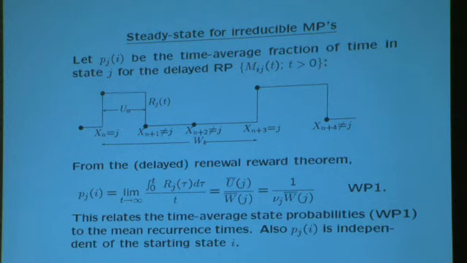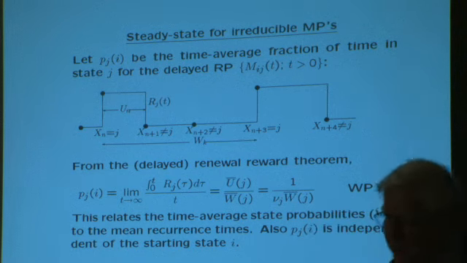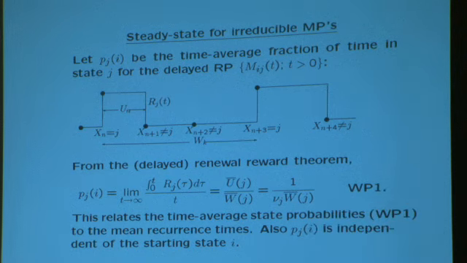Okay, so P sub j of I is the time average fraction of time in state j for the delayed renewal process. Remember, we said that delayed renewal processes were really the same as renewal processes. You just had this first renewal, which really didn't make any difference. And so P sub j of I is going to be the limit as t approaches infinity of the reward that we pick up forever of being in state j. You get 1 unit of reward whenever you're in state j, 0 units when you're anywhere else. So this is the time average fraction of time you're in state j.